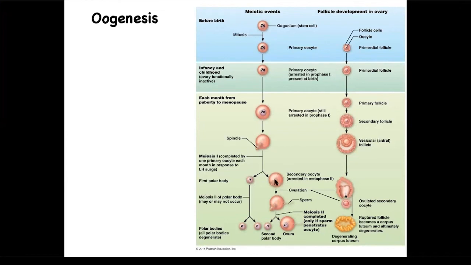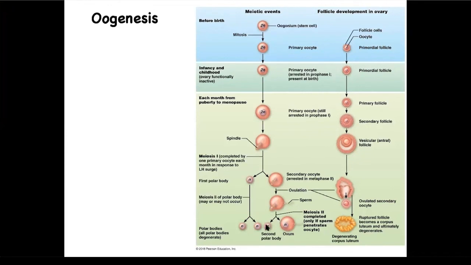The secondary oocyte located within the vesicular follicle is released through the process of ovulation. Meiosis II is not completed unless fertilization by a sperm occurs. If that occurs, meiosis II is completed, resulting in an ovum or egg and a polar body. The polar bodies are non-viable and will degenerate. However, they are necessary to produce the haploid ovum that contains unreplicated chromosomes.